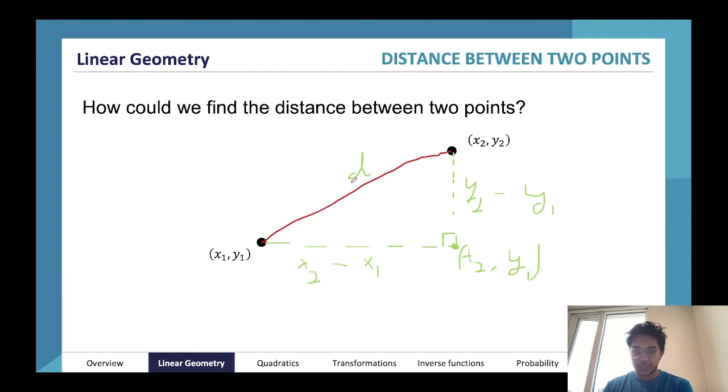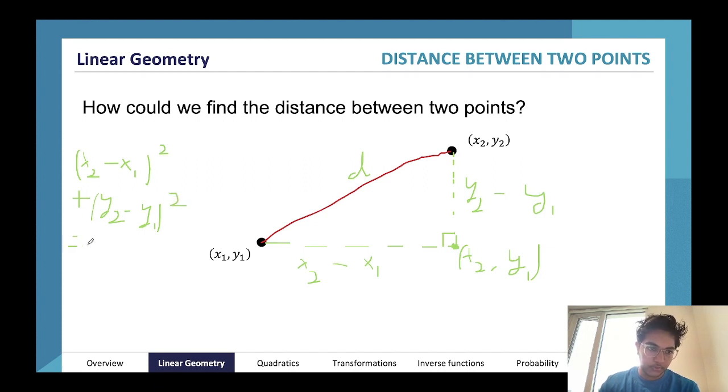If you remember Pythagoras theorem, it's a squared plus b squared is equal to c squared, right? So I'm going to do x2 minus x1, squared, plus y2 minus y1, squared, is equal to d squared.